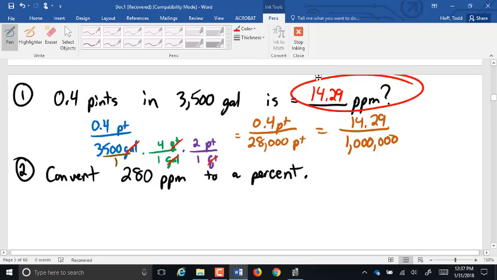I didn't tell you where to round that. If you round it to 14.3 or even just 14, I'd have to accept it. Did anybody have it right? Yeah? Sensing some sarcasm there.